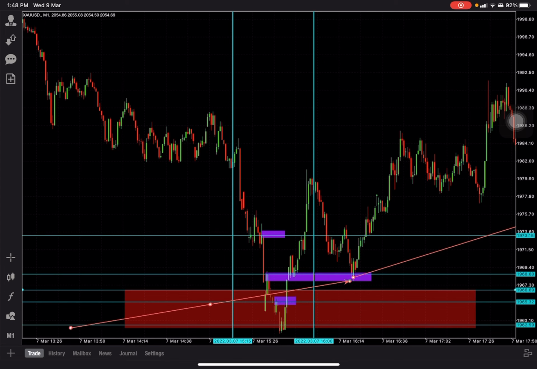Okay, that is all for the buy setup. I will share with you some more after this, and now in the next video I will teach you regarding the sell setup. Alright guys, stay tuned.